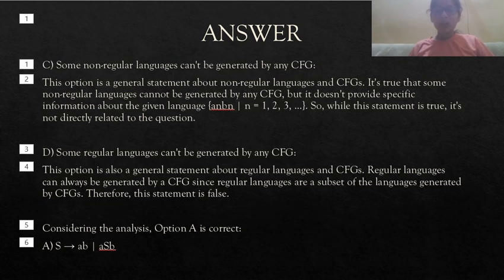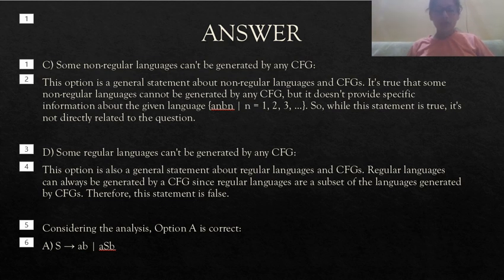C option is some non-regular languages can't be generated by any CFG. So this option is a general statement about non-regular languages and CFG. It's true that some non-regular languages can't be generated by any CFG, but it doesn't provide specific information about the given language A^n B^n. So while this statement is true, it's not directly related to the question.